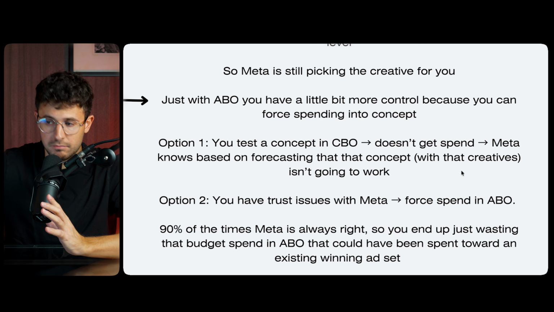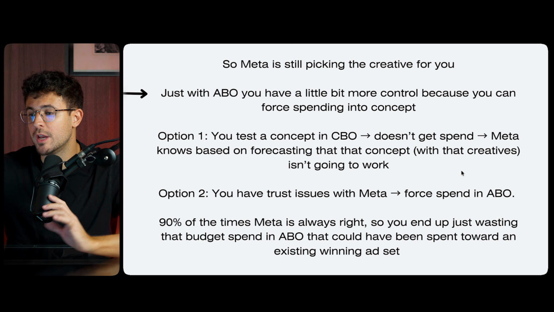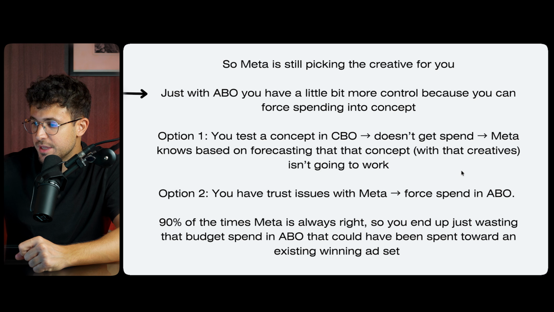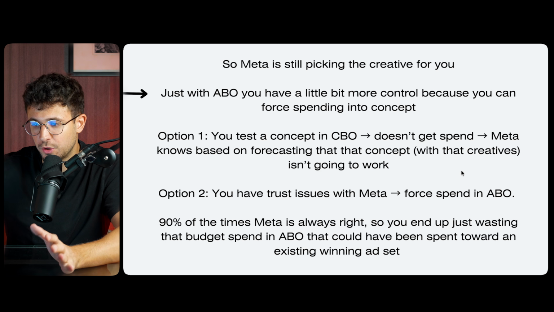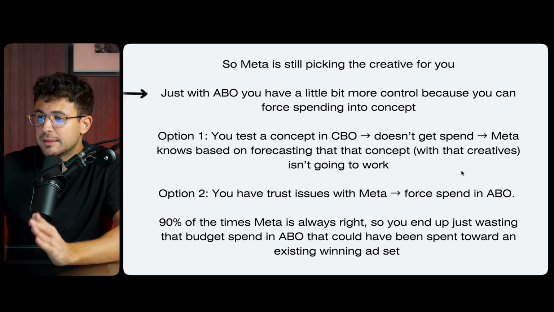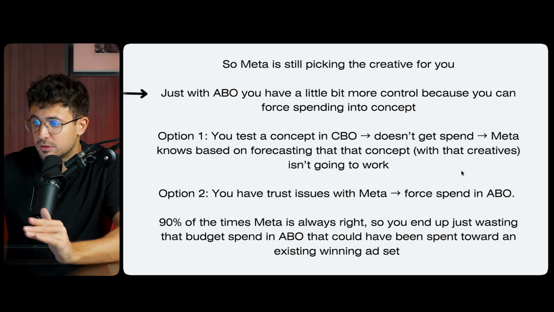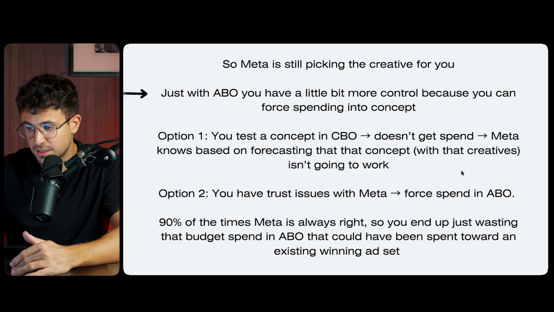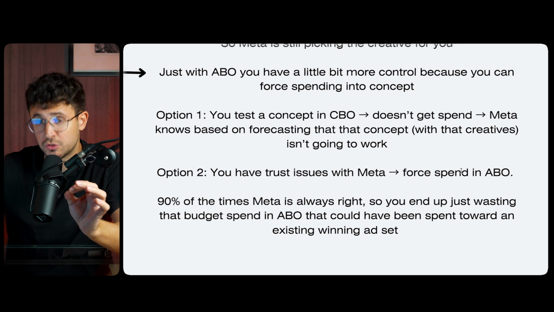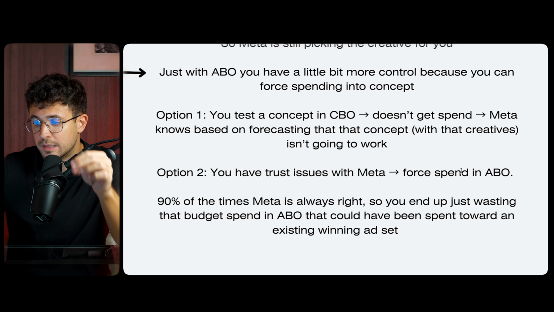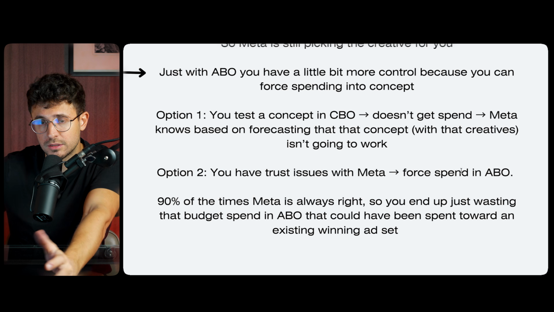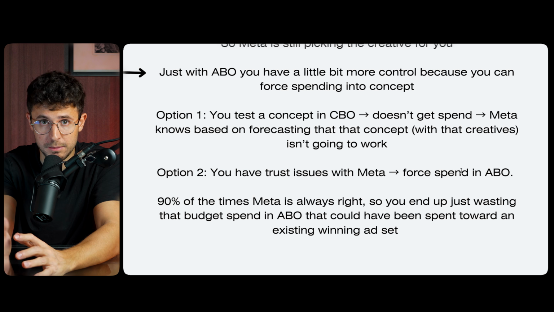So just to recap, on the ABO setup you have a little more control compared to the CBO. Now, you basically have 2 options here. Option number 1, you test a concept in a CBO. It doesn't get the spend. Meta knows based on forecasting that the concept is not going to work. Option number 2, you have trust issues with Meta, and so you want to force spend into ABO. 90% of the time, Meta is right though, so you end up wasting budget on an ABO that could have been spent towards an existing winning ad set, for instance, and overall optimizing the testing campaign.